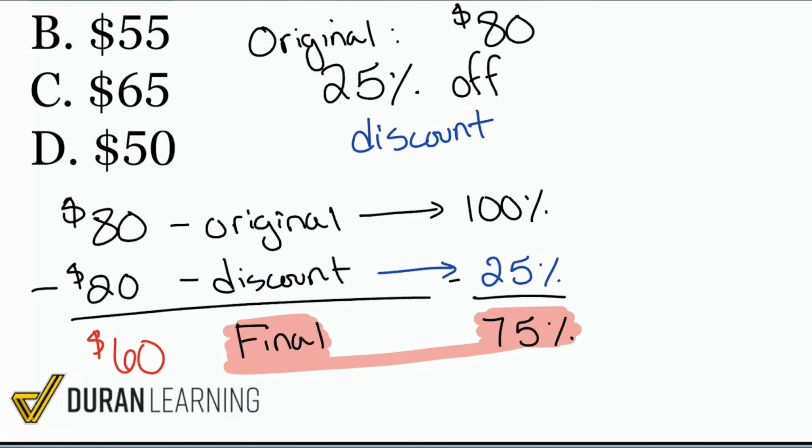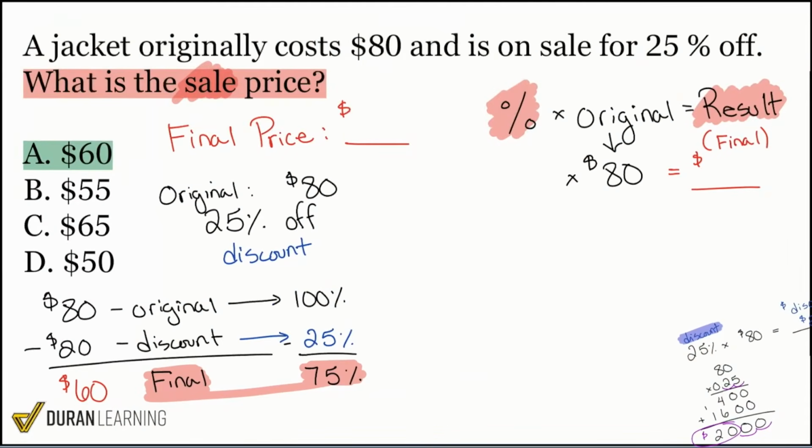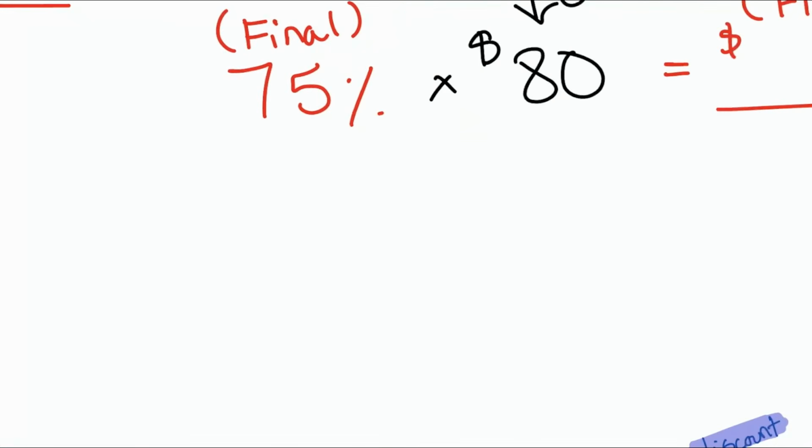It doesn't represent the discount. That was 25%. When we take away the discount, we end up with the final. So I am willing to wager that if we take that 75% and plug it in, watch the beauty that happens. We're plugging in 75% because it represents the final percent. Now watch this magic. Let's go ahead and calculate.